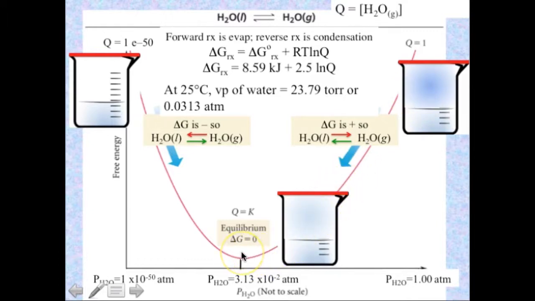Finally, at some point you would get to equilibrium, where the partial pressure of water at this temperature is 3.13 times 10 to the minus 2 atmospheres. Now if we plug that in as Q in our equation, this term will just about equal minus 8.59 kilojoules, and delta G will equal 0. In other words, you've attained equilibrium.